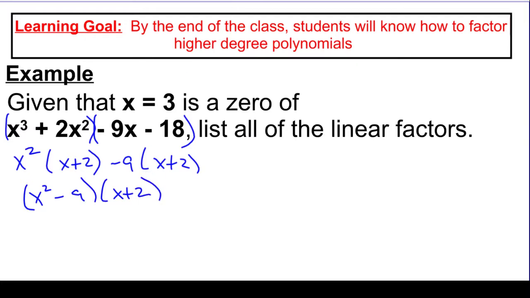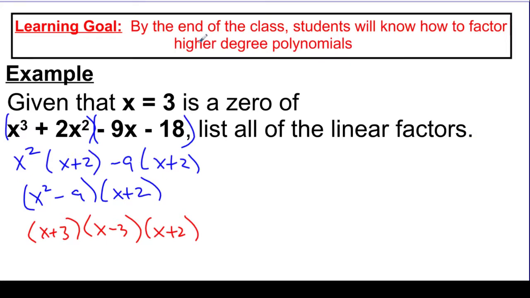Then we have to remember that if any of your factors can be broken down again, you've got to keep going. Since this is the difference of two perfect squares, I can turn this into x plus 3, x minus 3. And then again, the x plus 2 will come down as well. That's a part of my factors. So I end up with three factors using the grouping method, and we've essentially answered their question: list all of the linear factors. And so that is an option.